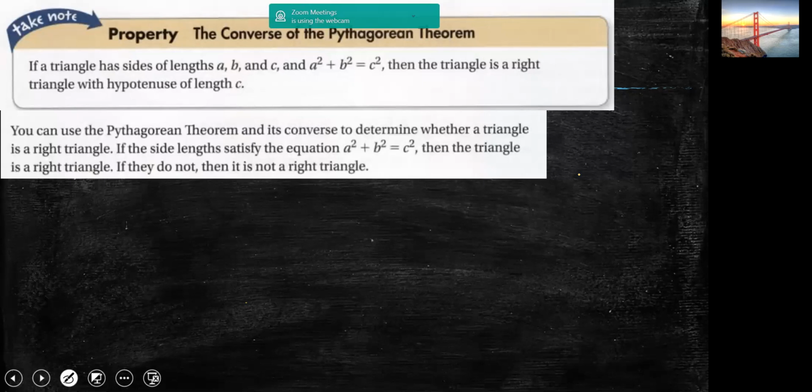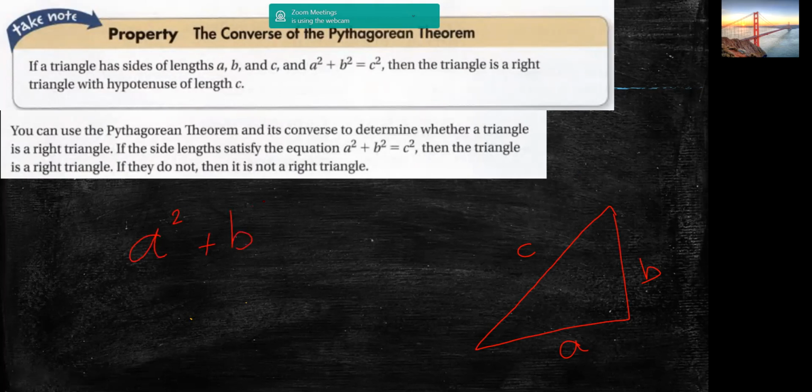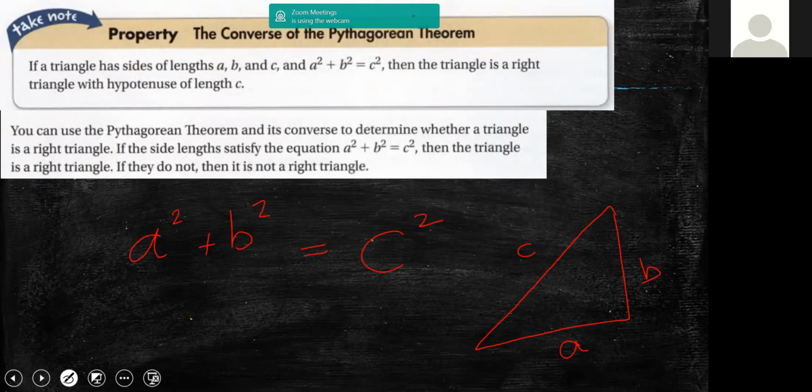If a triangle has sides of length A, B, and C, if I have this triangle here, A, B, and C, and if I square A and square B and add them to each other, and they are equal to C squared, that means the triangle is a right triangle with hypotenuse of length C. This is the meaning of the converse of the Pythagorean theorem.